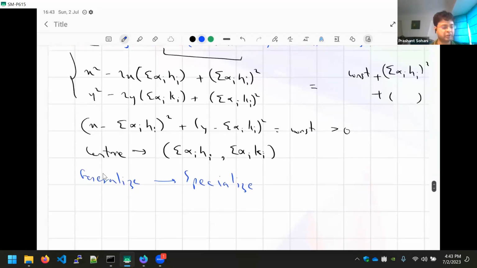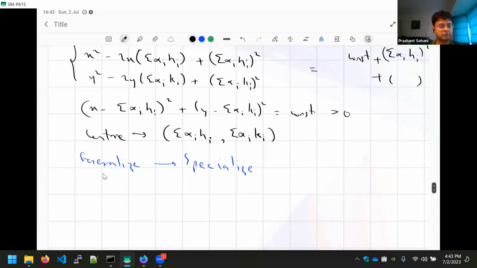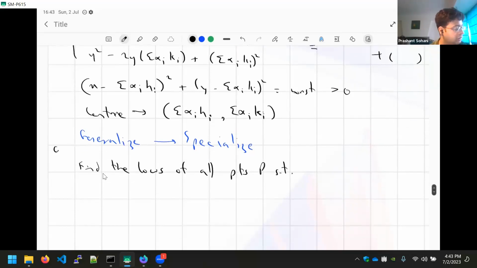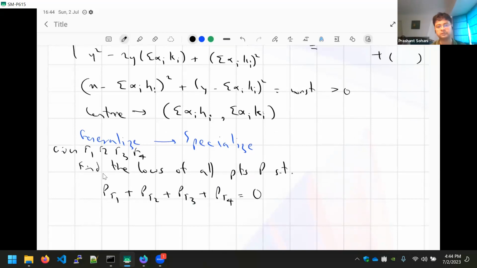For example, one very special case I would consider us to think about. Suppose I ask the question, find the locus of all points P such that, and given 4 circles. Okay, so given gamma 1, gamma 2, gamma 3 and gamma 4. Some 4 circles are given. And my expectation is simply the sum of all those is 0, for example, or some constant.